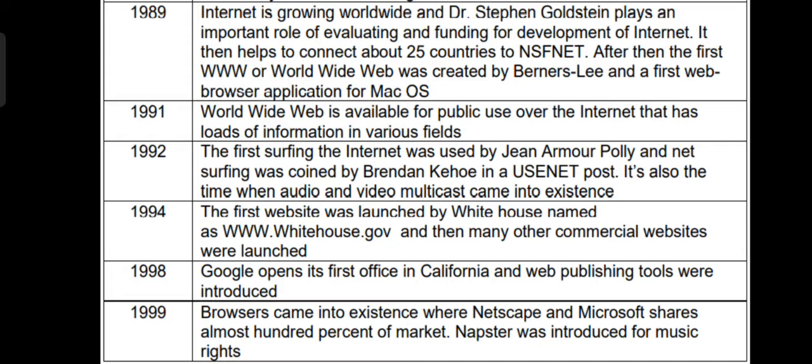In 1994, the first website was launched by the White House, named www.whitehouse.gov, and then many other commercial websites were launched. In 1998, Google opened its first office in California and web publishing tools were introduced. In 1999, browsers came into existence where Netscape and Microsoft shared almost 100% of the market. Napster was introduced for music rights.